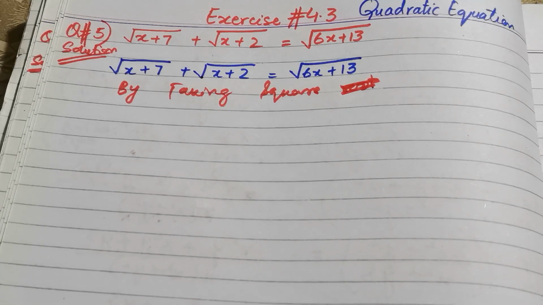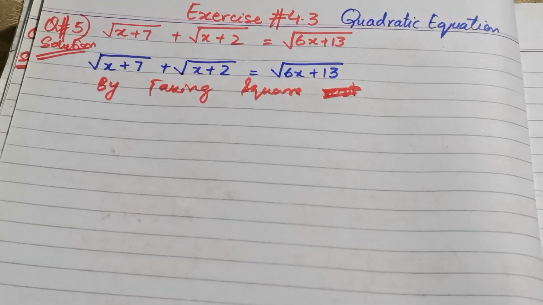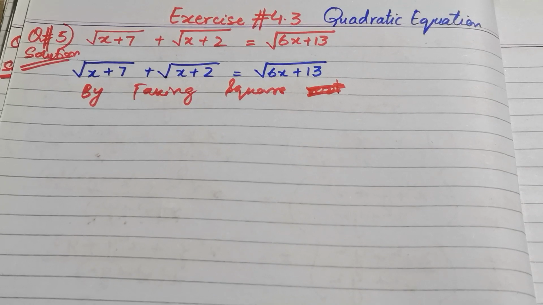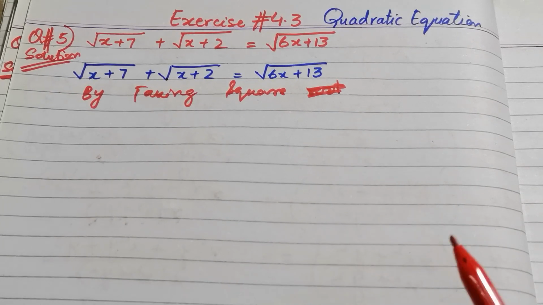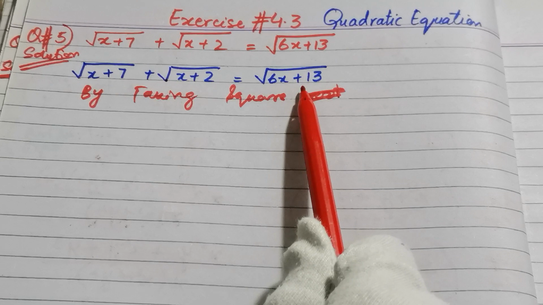Today I'm going to teach exercise number 4.3, quadratic equation, question number 5. Under root x plus 7 plus under root x plus 2 is equal to under root 6x plus 13. In this question we can see that there is no same term.